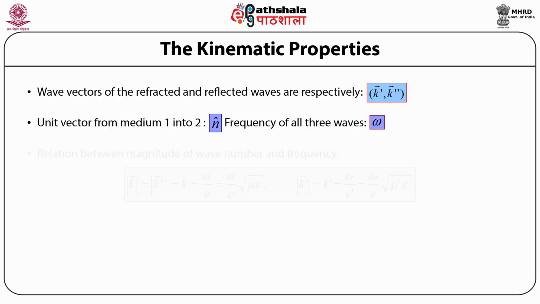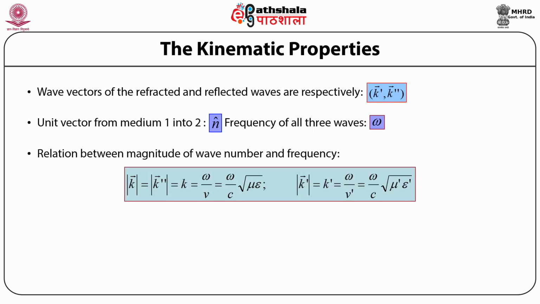Then we can write down the relation between the magnitude of the wave number and the frequency. The wave number of the incident wave is given by the modulus of the wave vector k, and this is equal to the modulus of the wave vector k double prime, which is equal to k is equal to omega by v, where omega is the angular frequency of the wave and v is the velocity of the wave in medium 1, and this is equal to omega by c times under root of mu times epsilon.